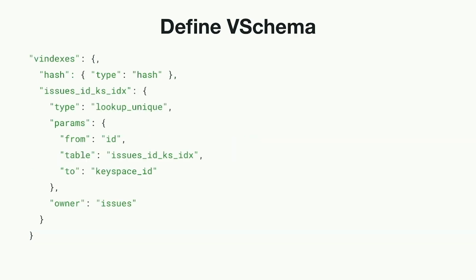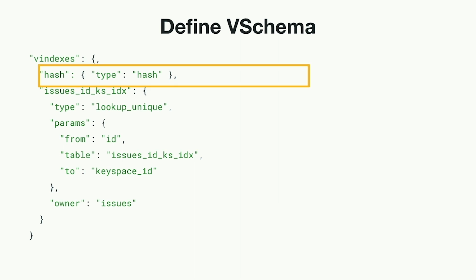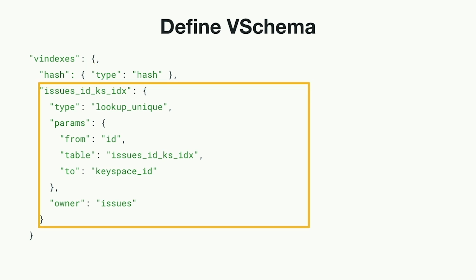And then we also worked on defining a v-schema. Initially, this v-schema was defined fully manually, but we built some automation that hooks into the Rails migration framework to auto-generate these files. This excerpt shows the v-index configuration, and I made a mistake. There's a comma there where one shouldn't be. But we define a hash v-index, and this is a lookup v-index.